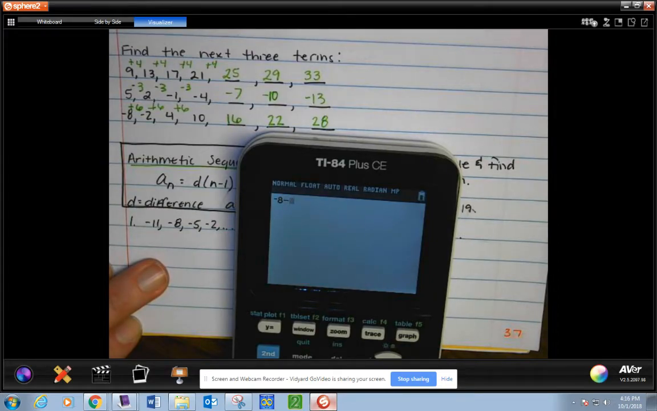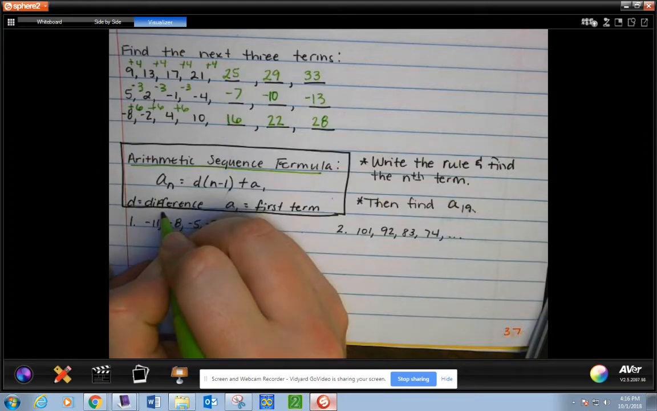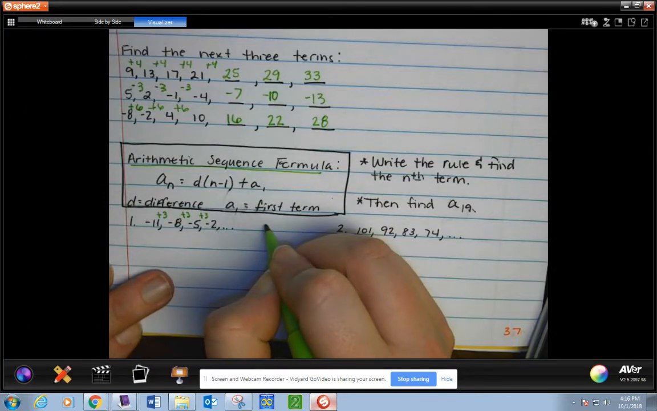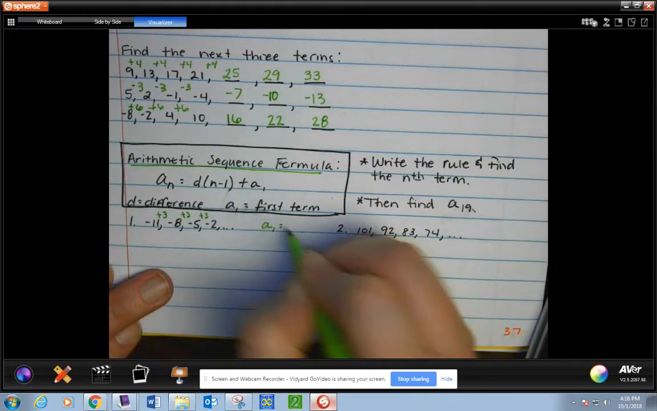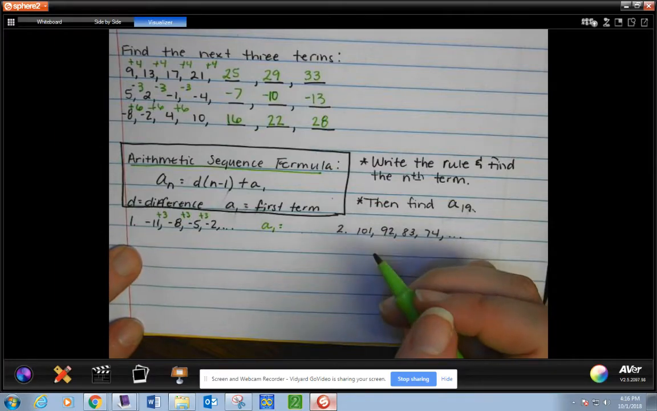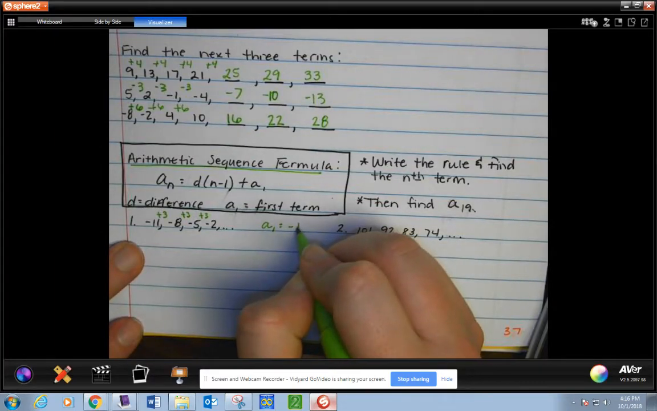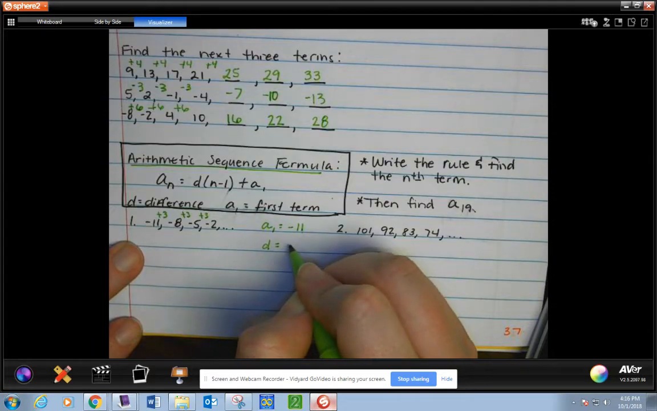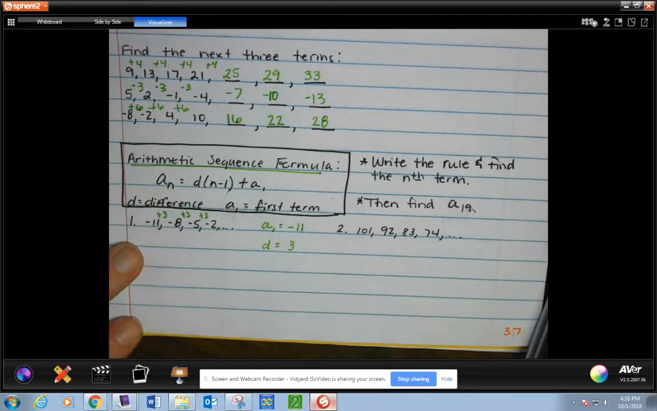Your difference is a plus 3. From negative 8 plus 3 gives you negative 5, and negative 5 plus 3 gives you negative 2. So first thing I need you to know, your A sub 1, that is the very first term of the sequence. The very first term is negative 11. And then I need you to know D, which is your difference, and your difference is 3.